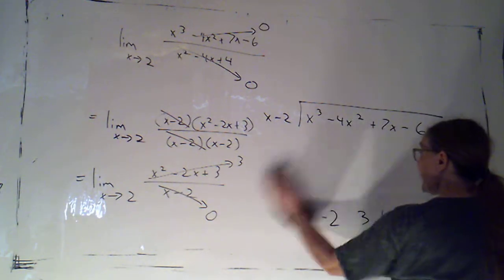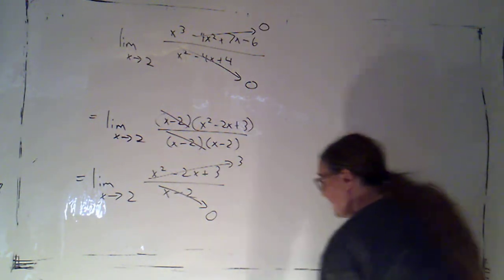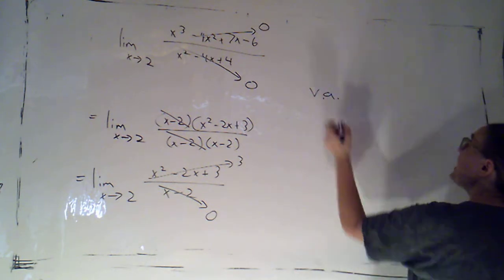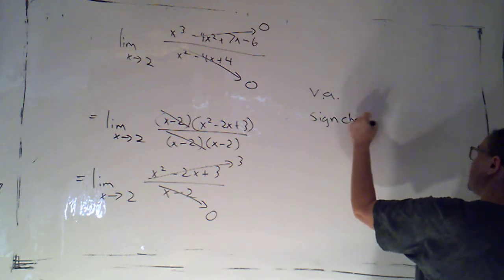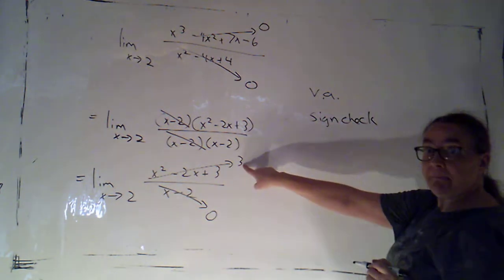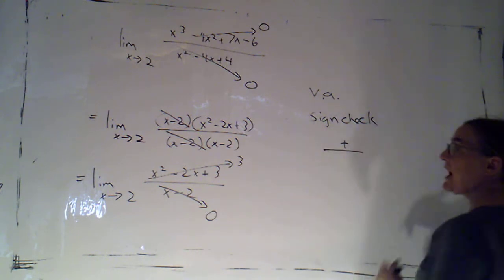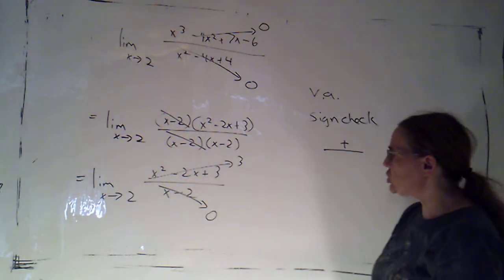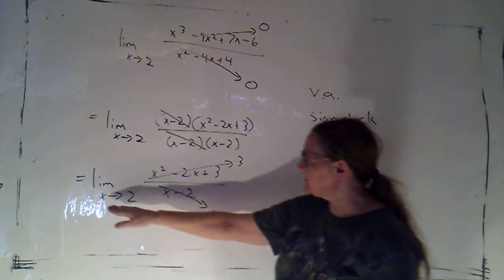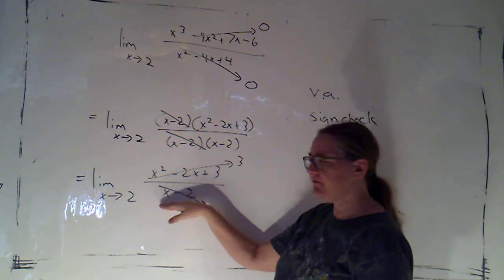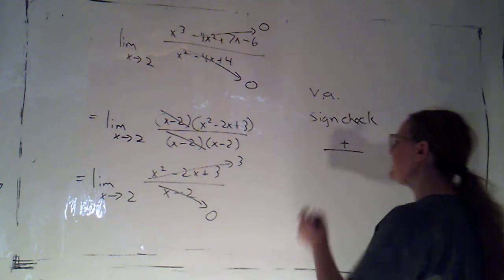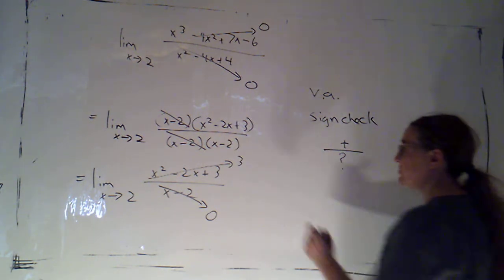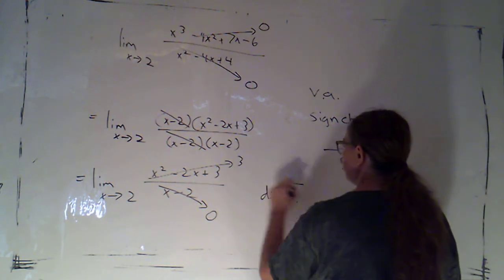And here, I can't, because the bottom goes to 0 and the top does not. So I know there's a vertical asymptote. I'm going to do a sign check, just doing that off to the side. The top is close to 3, so the top is positive. The bottom, there I've got x minus 2. Well, if x is a little bit bigger than 2, that would be positive. But if x is a little bit smaller than 2, that would be negative. I don't have a consistent sign for this function, so the limit does not exist.